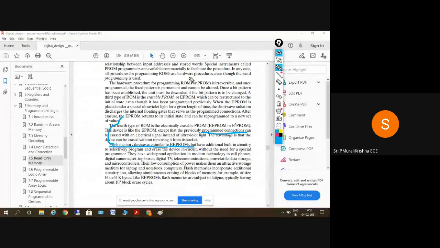For example, I have 8 entries in the truth table, from 000 to 111, and I want to erase only up to 100. I'll erase only the connections representing this part of the truth table. Then I'll prefer flash memory devices. They have some additional circuitry to selectively program and erase the device in the circuit. So we can program a specific part of the circuit, or we can erase a specific part of the circuit.